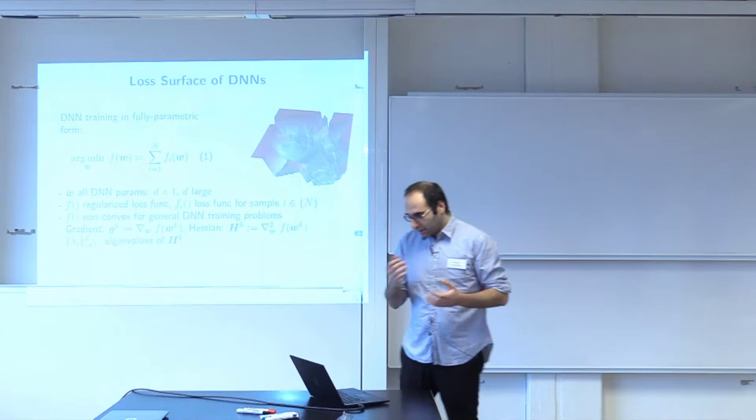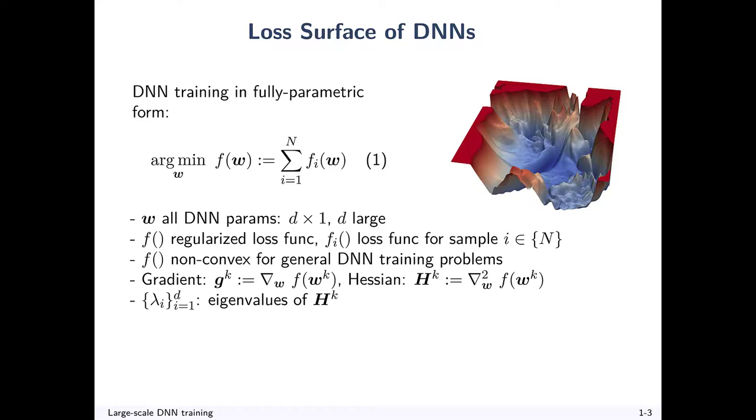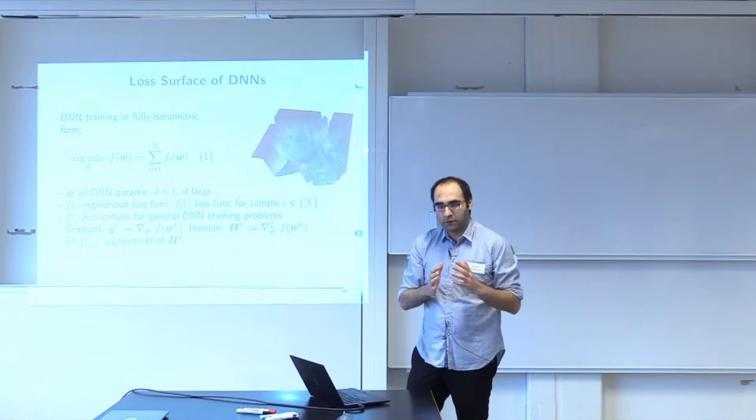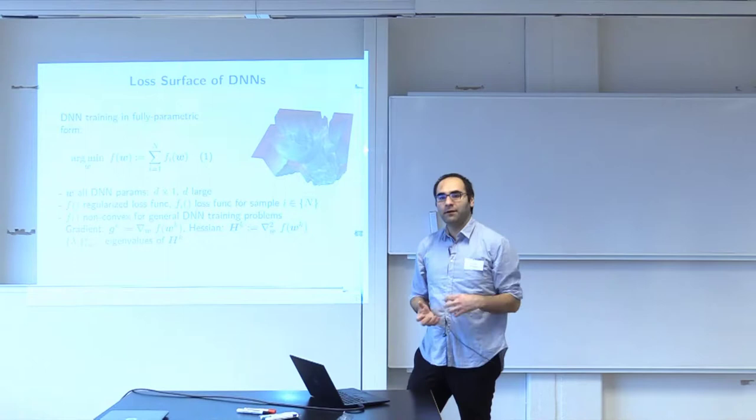So let's start with the deep neural network written in this fully parametric form. Here you write the loss function as a sum over all the samples, right? So basically it's the argmin over f of w, where you optimize over the set of all the parameters w. And here w is the set of all parameters in the neural network. So basically, it's a d by one vector, where you vectorize and stack all the network parameters. And in a neural network, this is a big parameter space. So the size of d is going to be quite large.